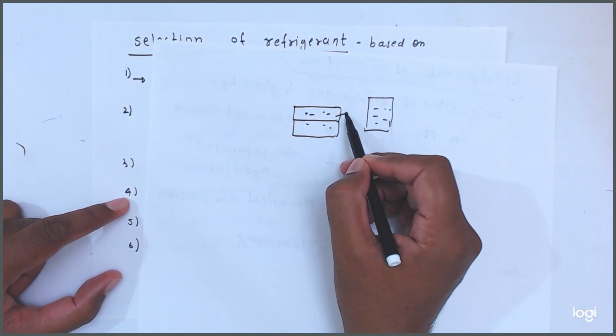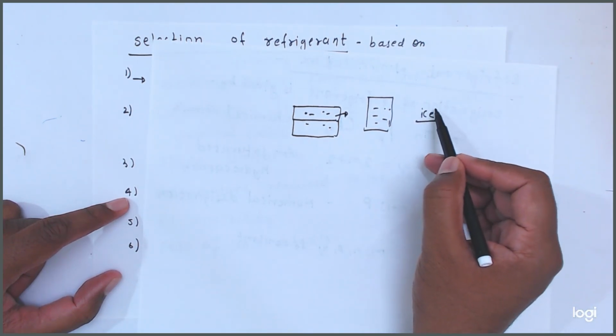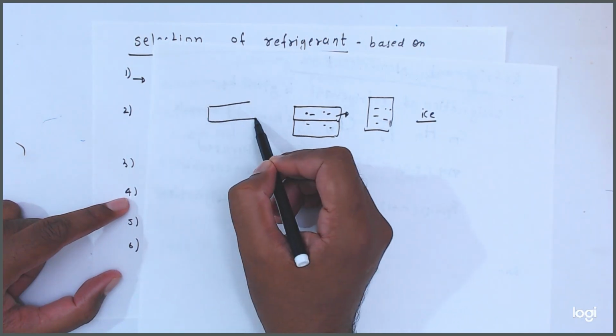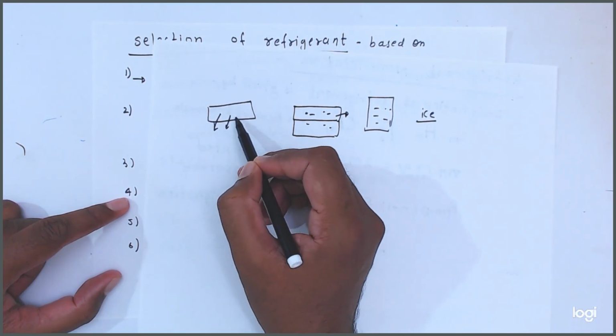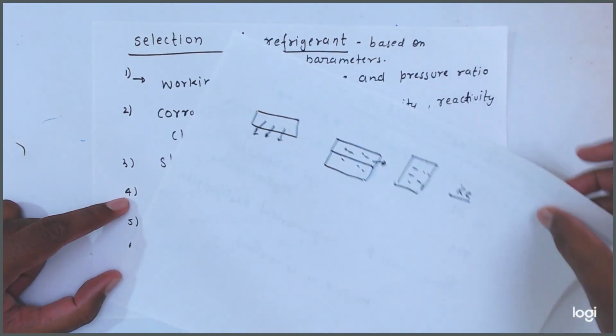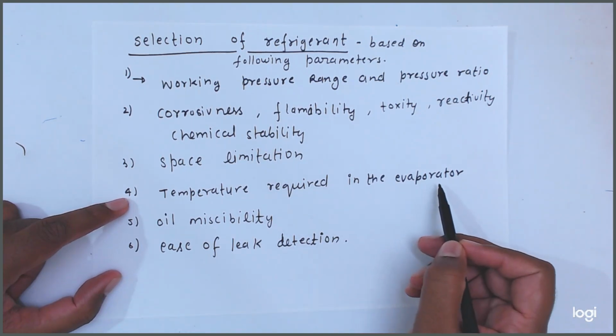Or if we are going to make ice, for this the temperature is different. And also in air condition, the refrigerant temperature is different. So it depends on what evaporator temperature we are going to put. So, temperature required in the evaporator.